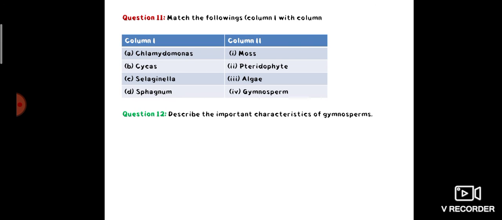Then question number 11. Match the following: match column 1 with column 2. Chlamydomonas comes in algae. Cycas comes in gymnosperms. Selaginella comes in pteridophytes. Sphagnum comes in mosses. Then the last question: describe the important characteristics of gymnosperms. We discussed that also. Take all the general features and write some important parts from reproduction in this question.